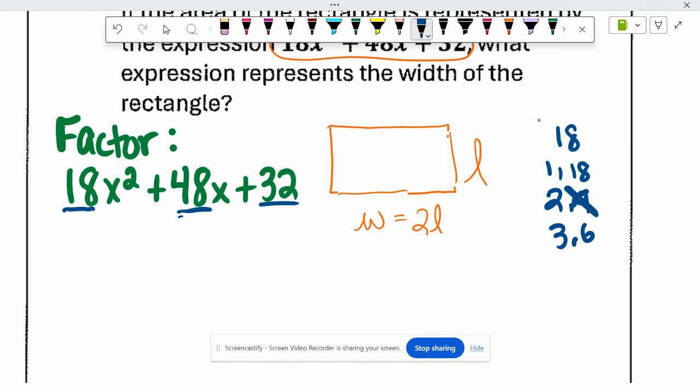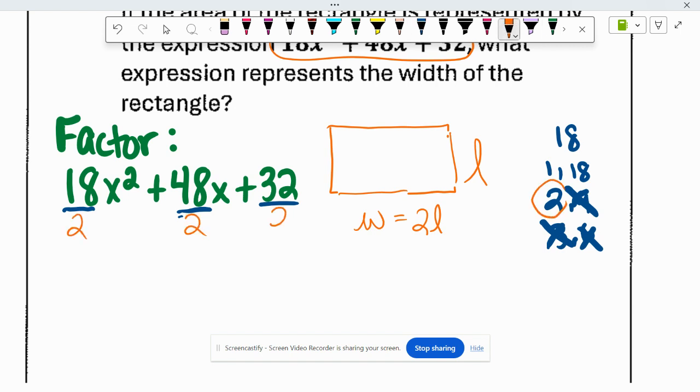Is 48 or 32 divisible by 6? 48 is, but is 32 divisible by 6? No, it is not. What about dividing by 3? Can we divide 48 and 32? Are they both divisible by 3? Okay, so Uriah, if we can't divide them by 9 or 6 or 3, what is the greatest common factor? 2. That's what we're going to divide by.